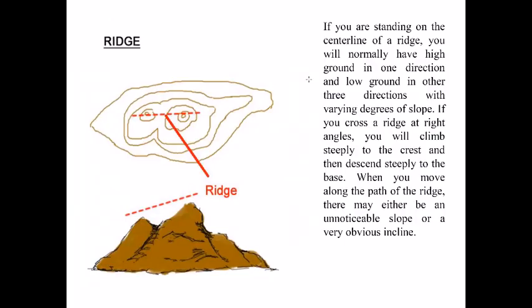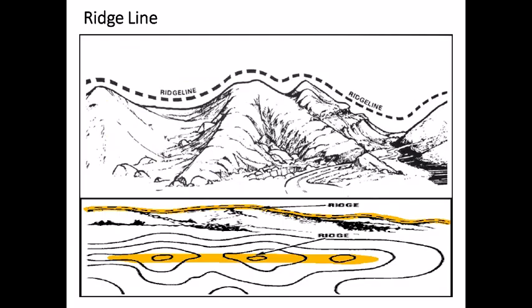So now we see what a ridge line and a valley line are. If you're standing on the center line of a ridge, you will normally have high ground in one direction and low ground in the other three directions, with varying degrees of slope. If you cross a ridge at right angles, you will climb steeply to the crest and then descend steeply to the base. And when you move along the path of the ridge, there may either be an unnoticeable slope or a very obvious incline. So let's see this picture to understand what a ridge is.